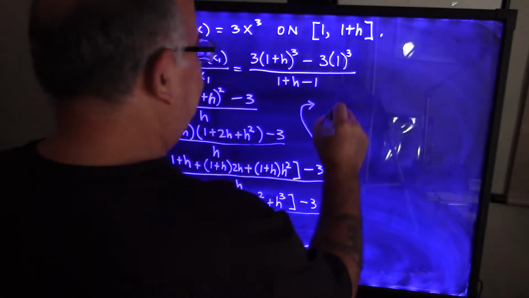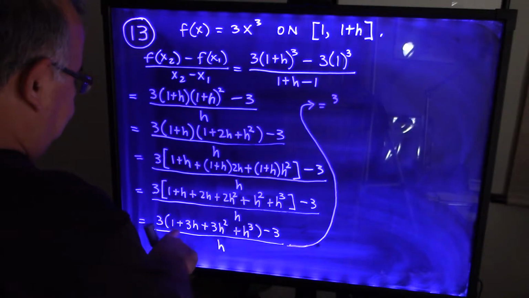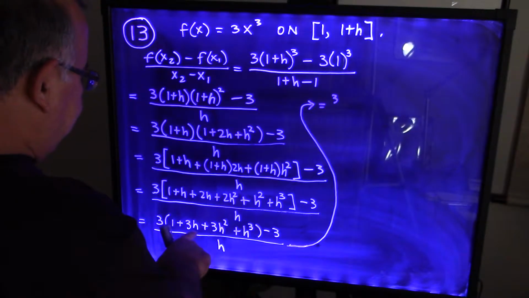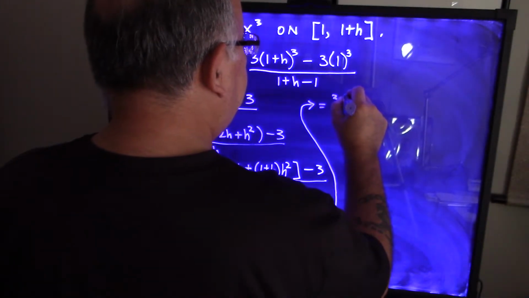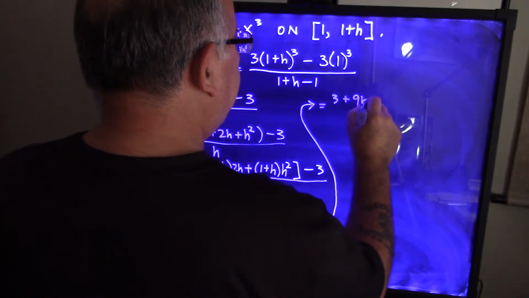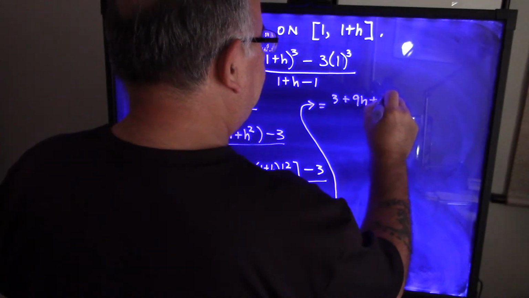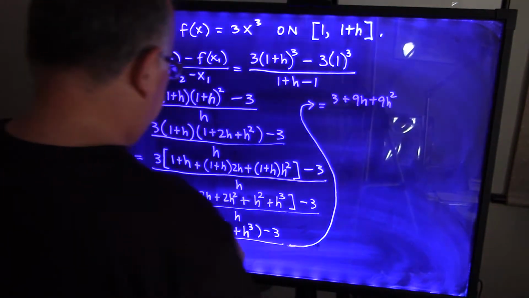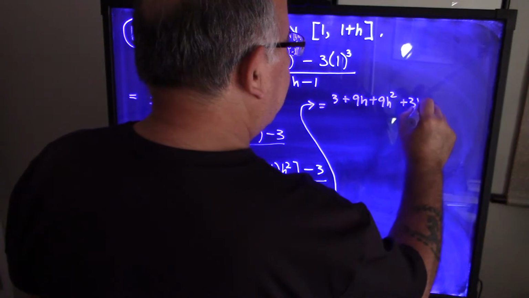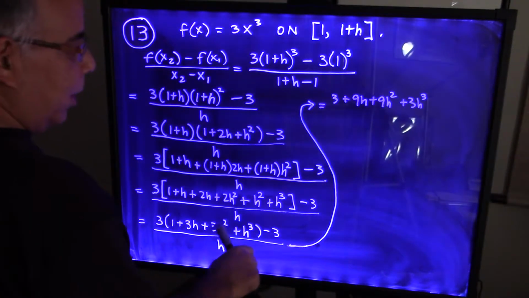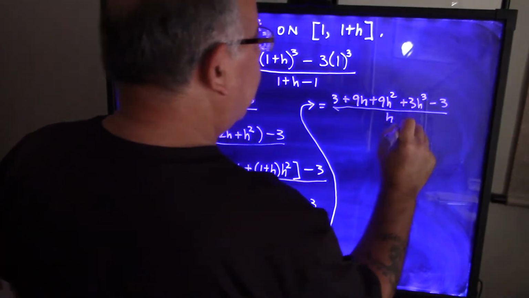Alright, so distribute the 3 through. 3 times 1 is 3. Let me write this a little bit small. 3 times 3h is plus 9h here. The plus comes from that plus there. So that's plus 9h. And then 3 times 3h squared, that's 9h squared, so plus 9h squared. And then 3 times h cubed is 3h cubed, plus 3h cubed. And then you've got the minus 3 at the end, all over h.